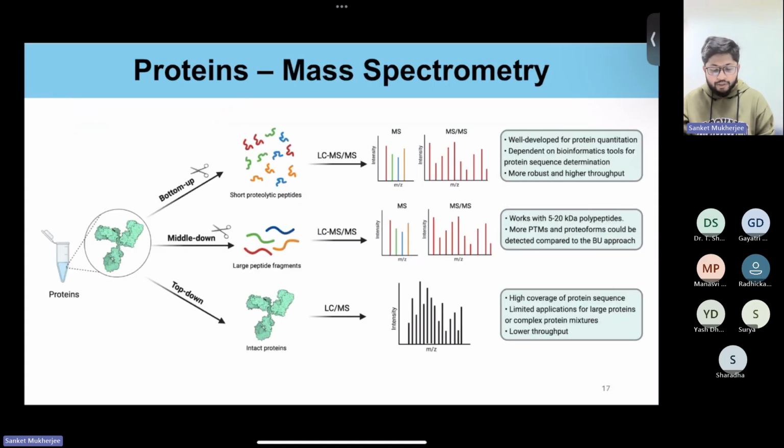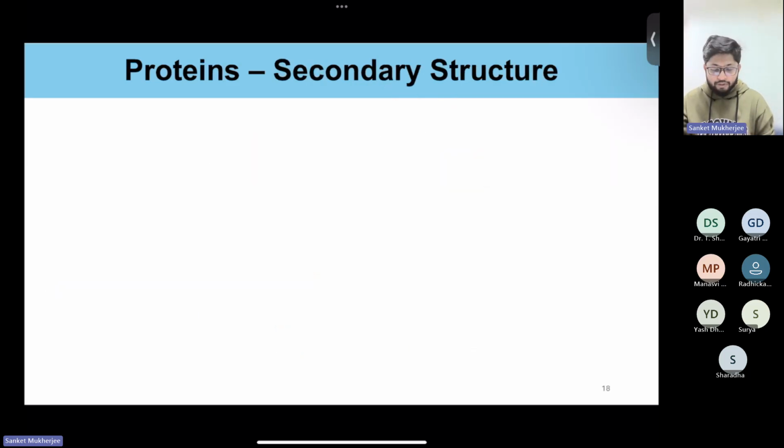Mass spectrometry is also used, another method for protein sequencing, very routinely used. Here, we first break the protein into different peptides, and then we go for mass spectrometry, where we analyze what specific amino acid is present, because they will have a unique m/z ratio, and they will have their own peak. So by that, we can also sequence it.